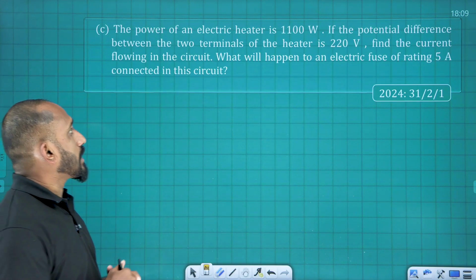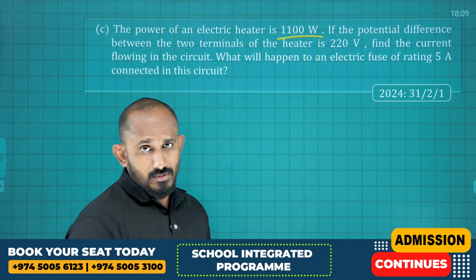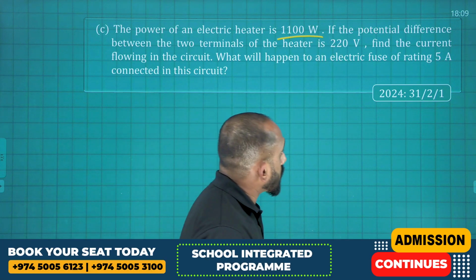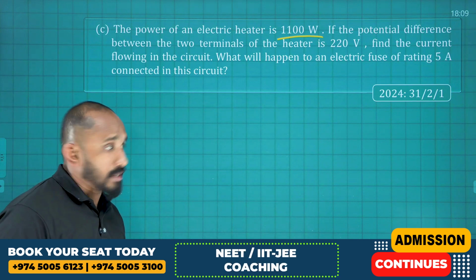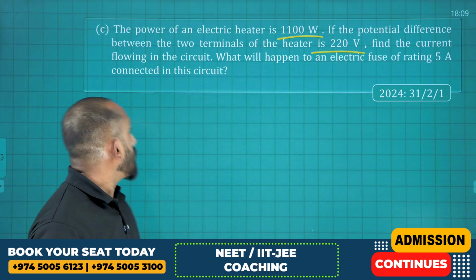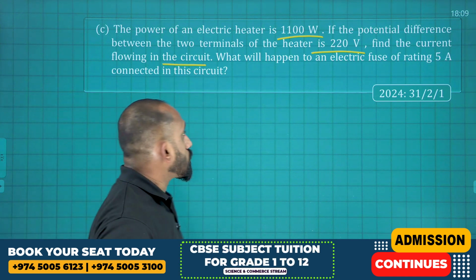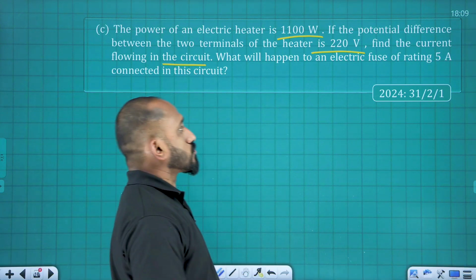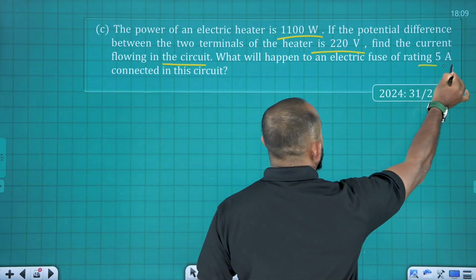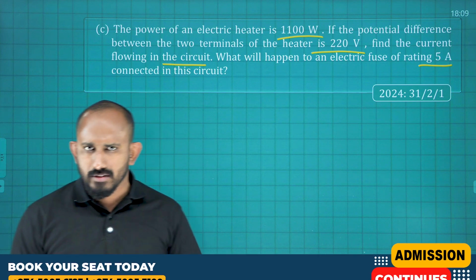The power of an electric heater is 1100 watts. If the potential difference between the terminals of the heater is 220 volts, find the current flowing in the circuit. You have to find the current. What will happen to an electric fuse of rating 5 ampere connected in this circuit? So you have to calculate the current passing through it.